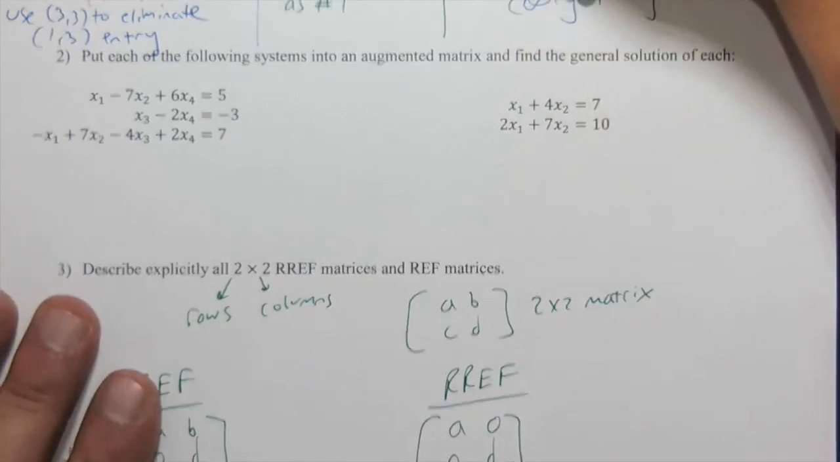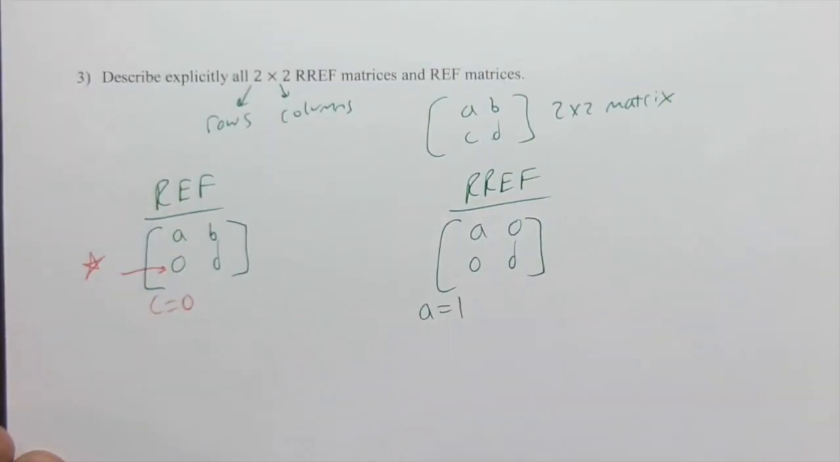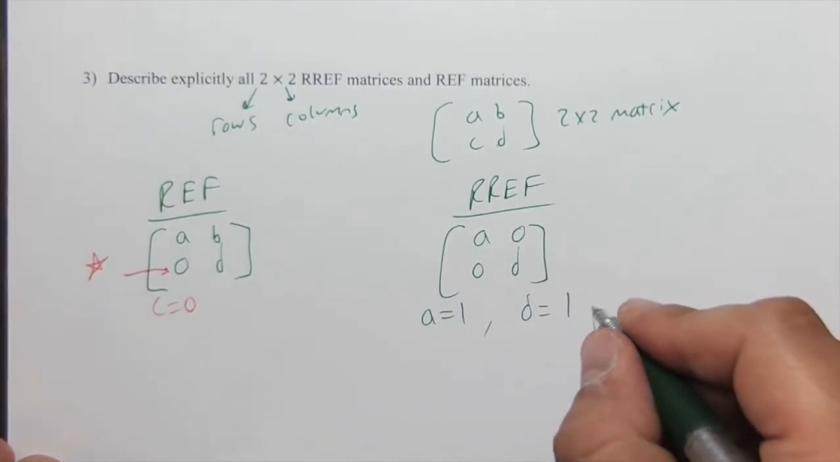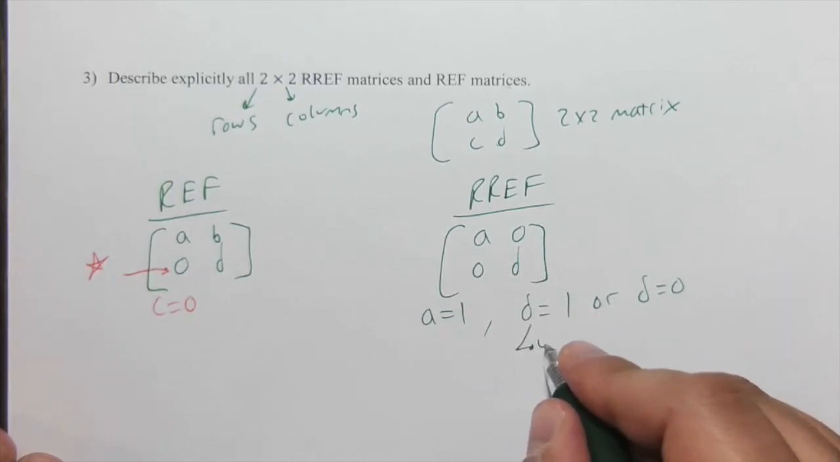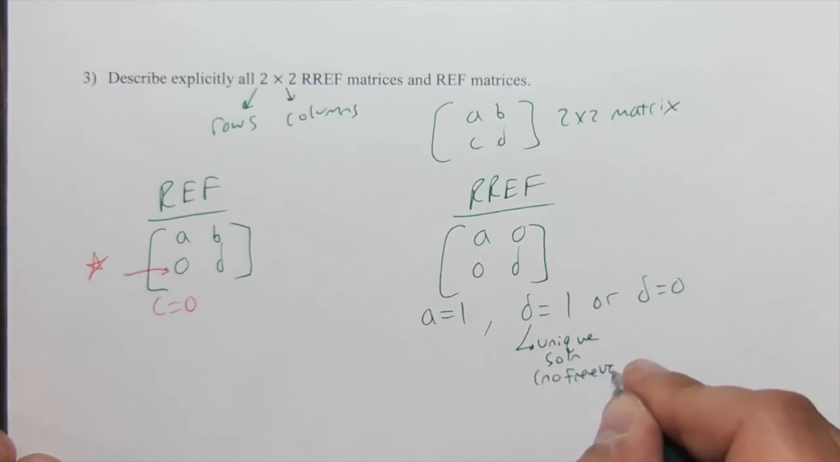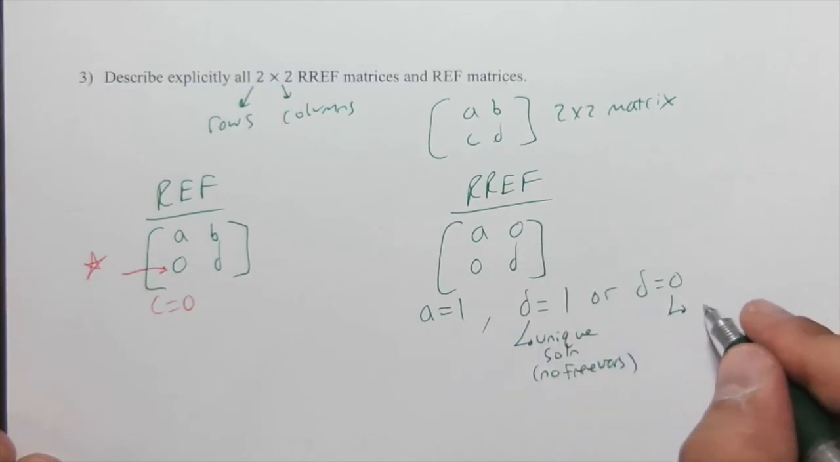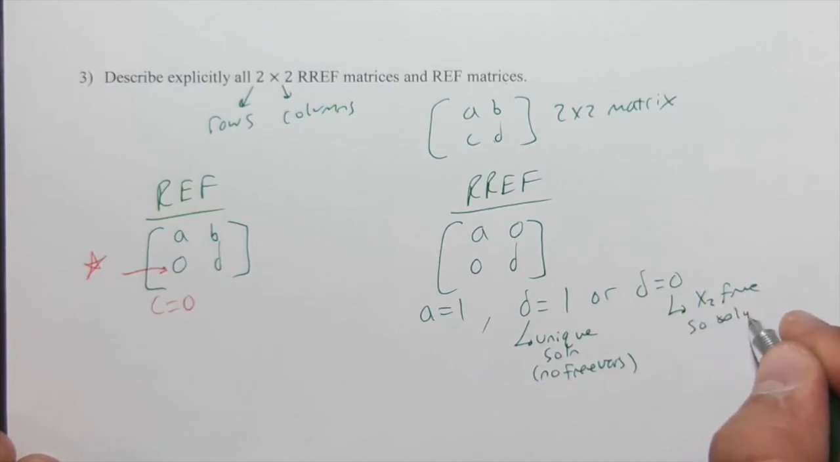And more specifically, if we have a pivot in the upper left-hand corner, it needs to be the number 1. And then D could either equal the number 1 if it's a pivot, or it could be 0 as well, and it would still be fully reduced, right? So if it equals the number 1, this is going to result in a unique solution, because there's no free variables. And if D ends up being 0, then this is going to be a free variable, and we'll get a not unique solution. So x2 would be free, and so we get infinitely many solutions.